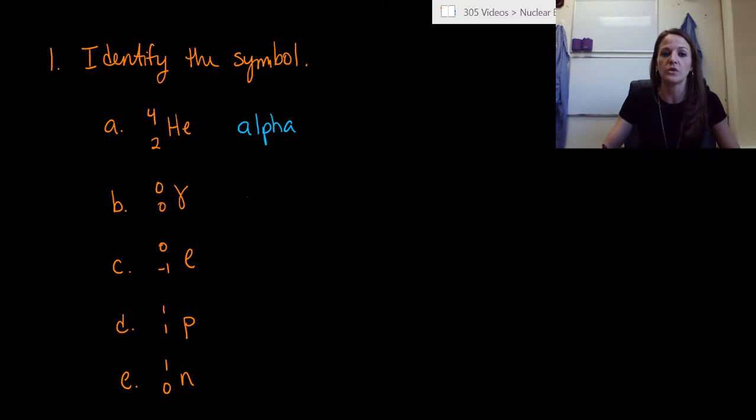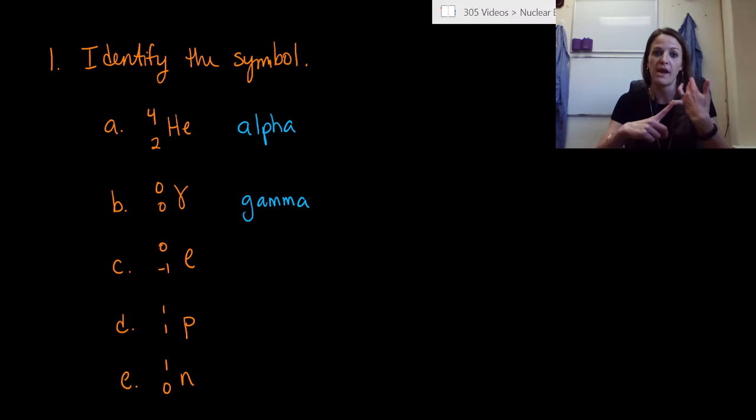Alright, B. This is what's called a gamma particle. A gamma particle has 0 for its mass number and it has 0 for its atomic number. So anytime you see 0 and 0, you should immediately be thinking gamma. Very tiny, but very high energy. You never ever want to interact with gamma rays if you can.